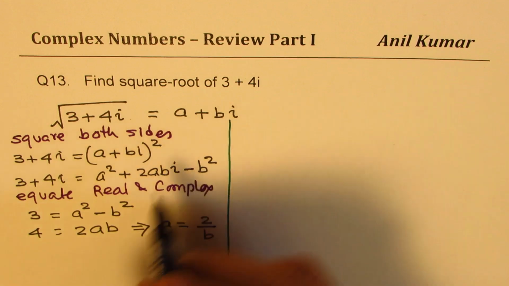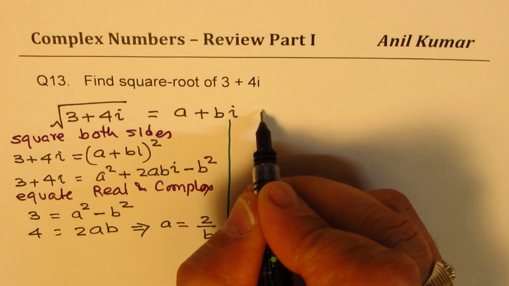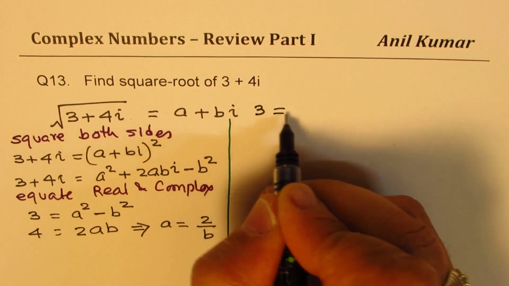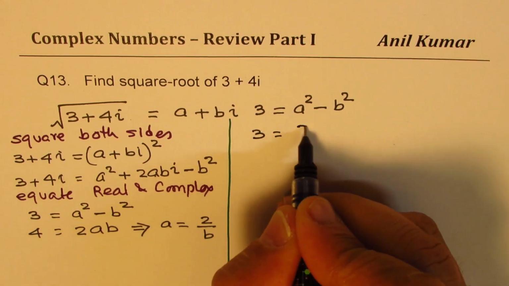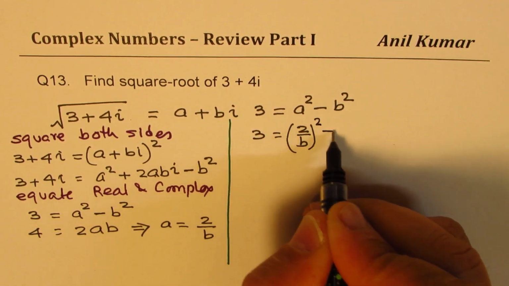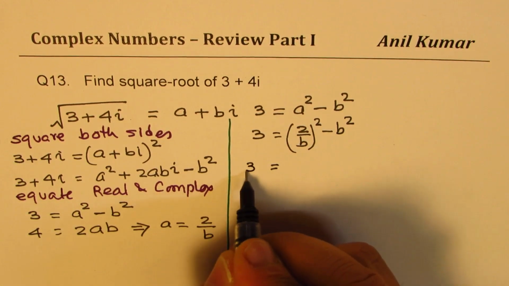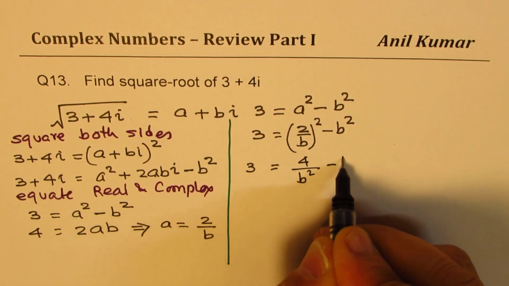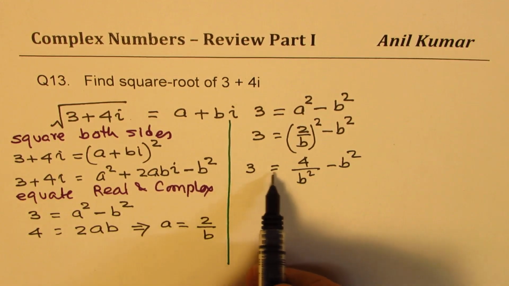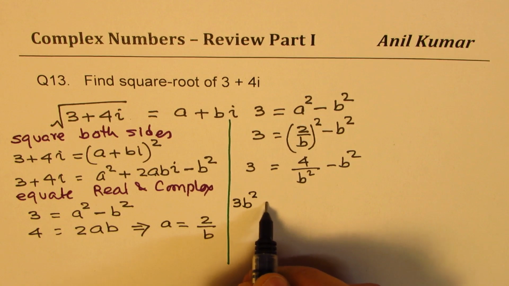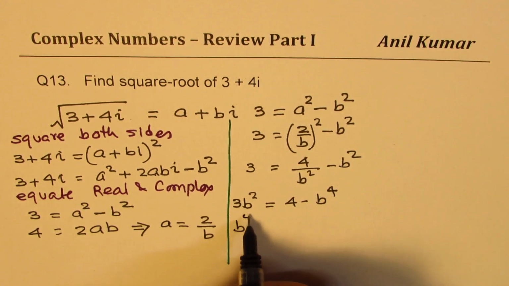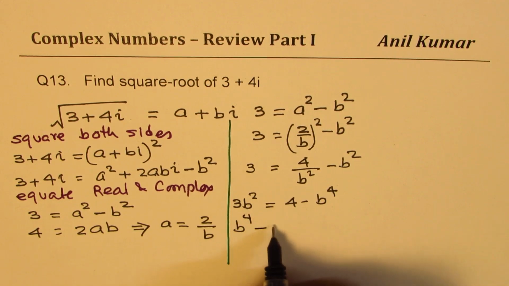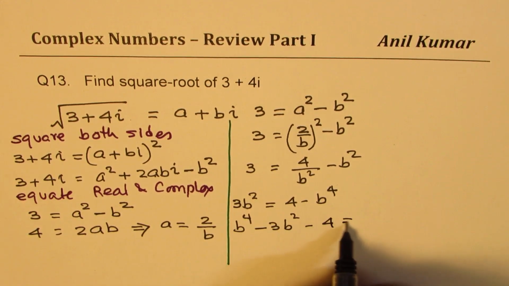So now we know that, let's write here. We know that 3 is a square minus b square. a is 2 over b. So 3 is 2 over b whole square minus b square. So that gives us 3 as 4 over b square minus b square. To solve this, we'll just multiply by b square. So we get 3b square equals 4 minus b to the power of 4. Now bringing all the terms together will give us b to the power of 4, bring them to the left, plus 3b square minus 4 equals 0.